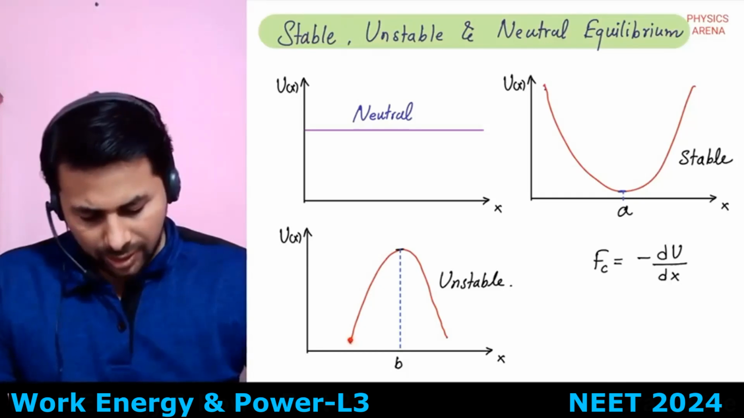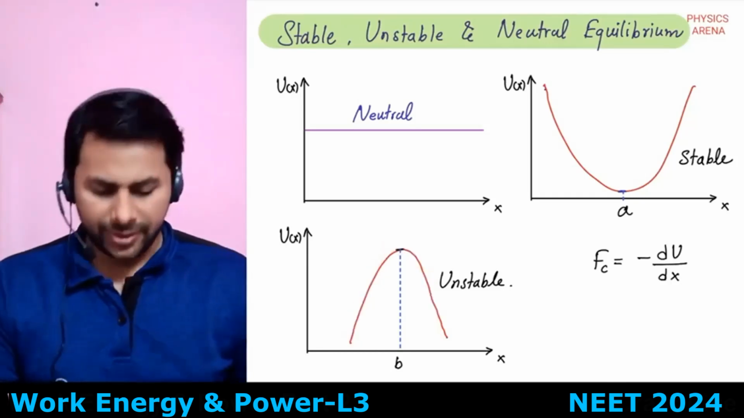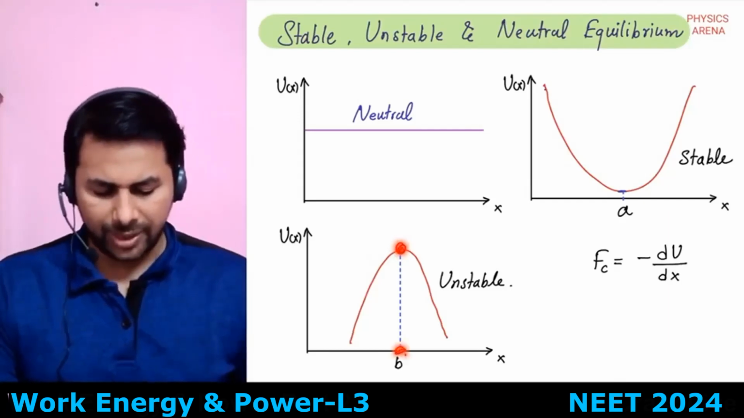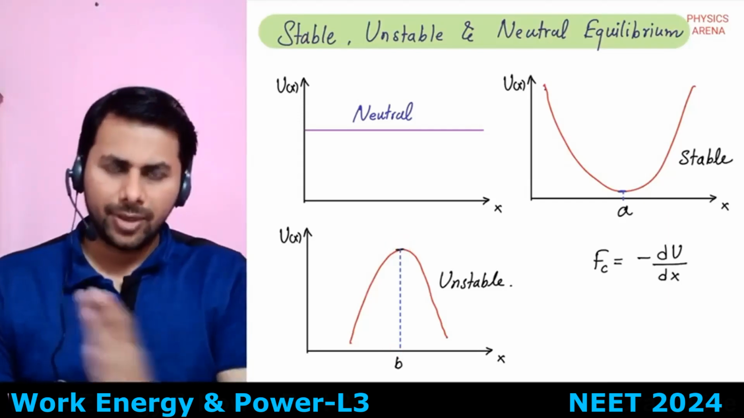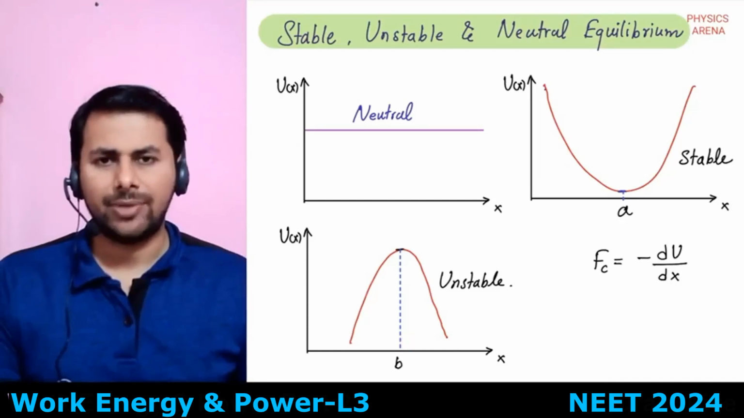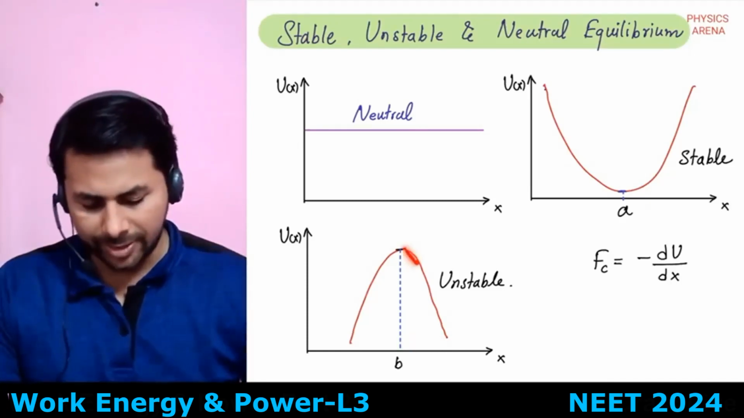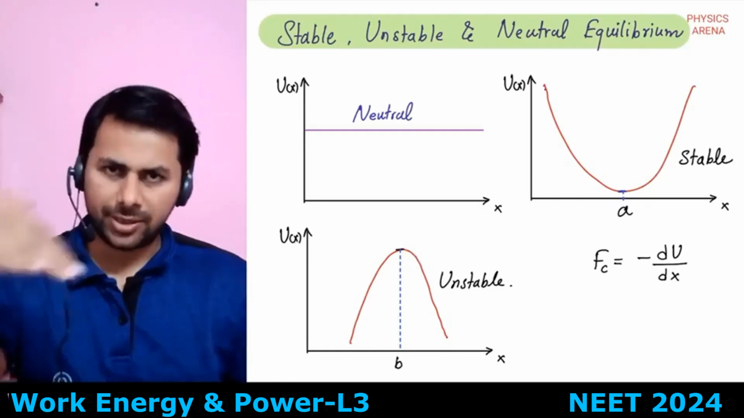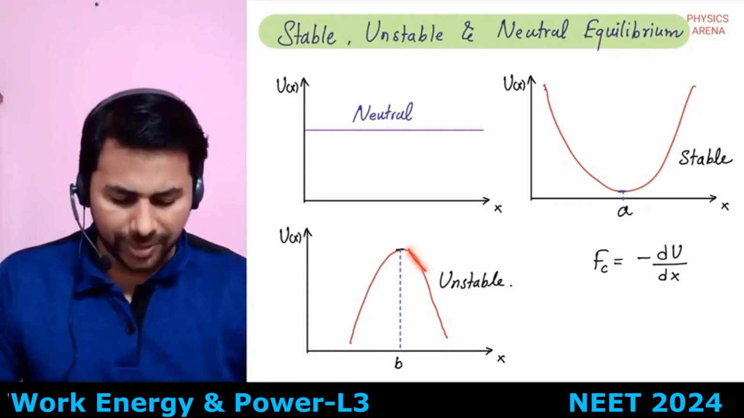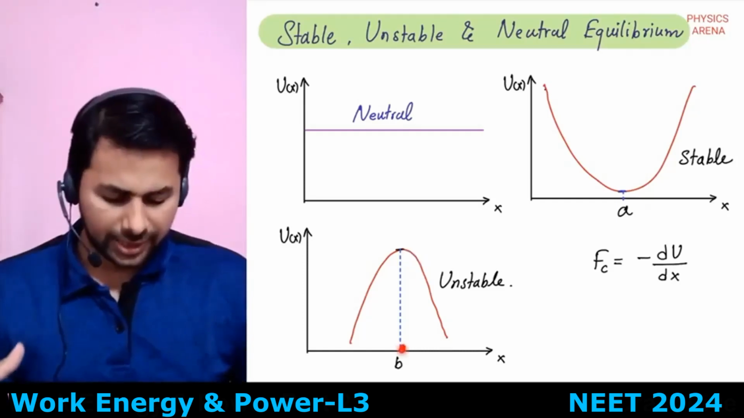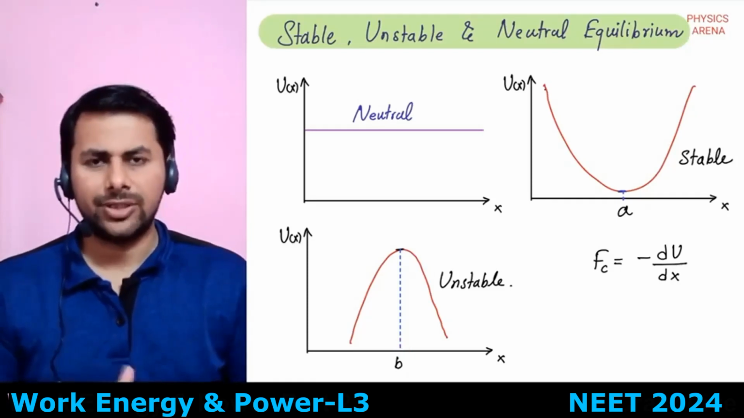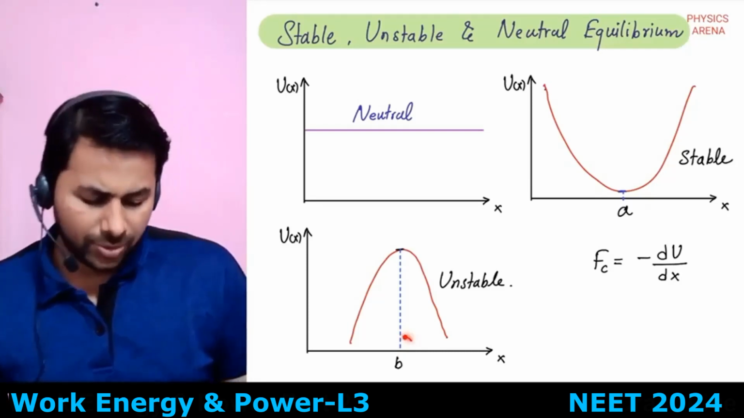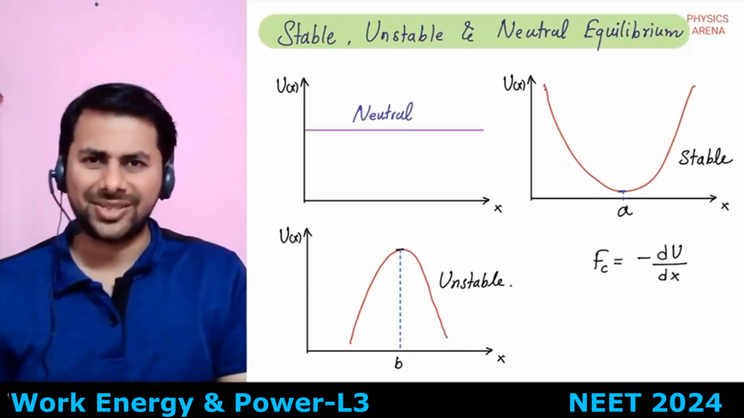See this graph here. Now if you keep an object here at point B, if it moves towards right, what happens? Du by dx is positive. Sorry, du by dx is negative. It is a downward slope, so du by dx is negative, and you have a force which is minus of du by dx, which will be positive. So force will be further in the same direction.